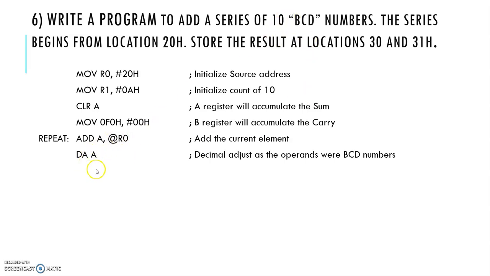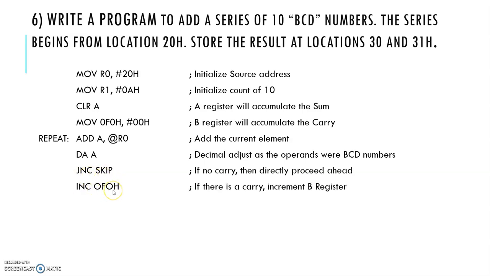So here we are doing the BCD addition, so we need to do decimal adjust after addition, because it is BCD addition. And we need to check the carry, so JNC skip. So jump if no carry; if there is carry, you go to the next step, that is increment the B register.